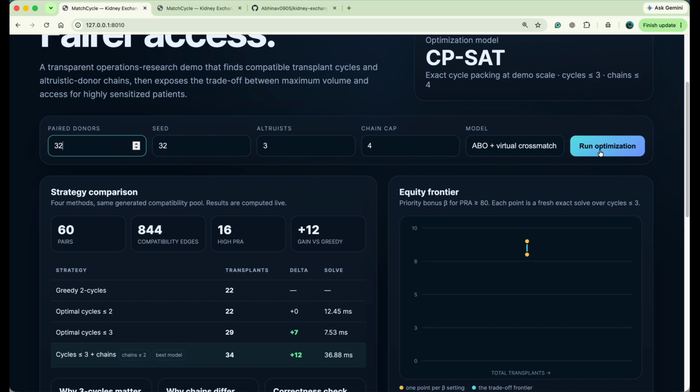Each point here is a separate exact solve. On this pool, the total holds at 29 transplants, and the solver still moves another of the hardest-to-match patients into the plan. Here, prioritizing costs nothing at all. On other pools, it costs 1 or 2 transplants and gains 3. Either way, that trade is a question a solver can answer, and intuition cannot.